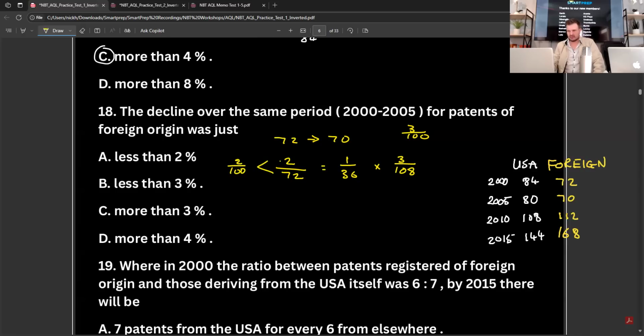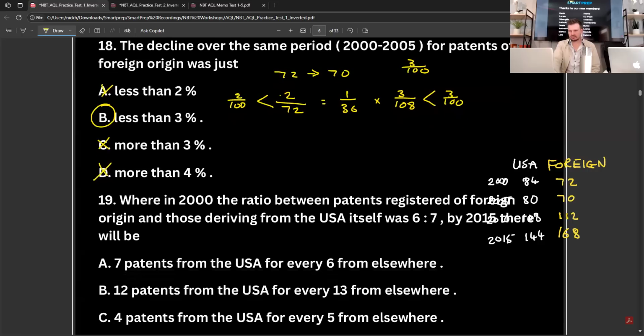So we know that that's going to be bigger than 2 over 100, so larger than 2%, but it's going to be less. So 3 over 108 is less than 3 over 100, right? So that's less than 3%. So it's going to be B, okay? Because it's not more than 3%, so then it's definitely not more than 4%. And we already established it's not less than 2%.